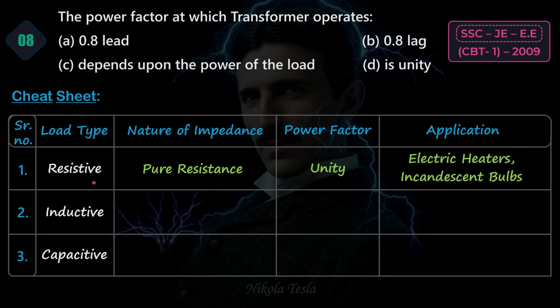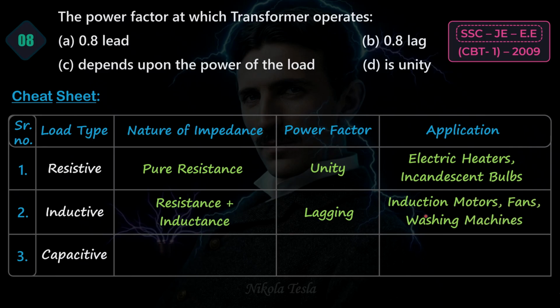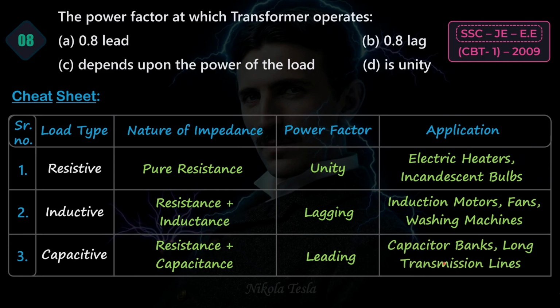Examples of resistive load are electric heaters, incandescent bulbs, etc. Now, if the load is inductive, the nature of the impedance is resistance plus inductance, then the power factor at which the transformer operates is lagging. Examples of inductive load are induction motor, fans, washing machine, etc. Now, if the load is capacitive, that is a combination of resistance and capacitance, the power factor at which the transformer operates is leading. Examples of leading load are capacitor bank, long transmission line, etc.